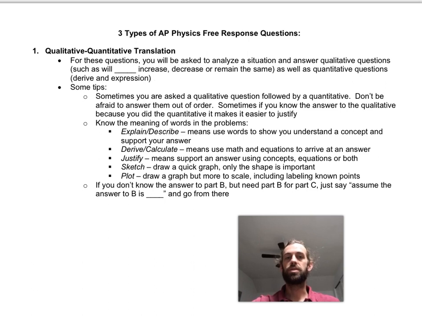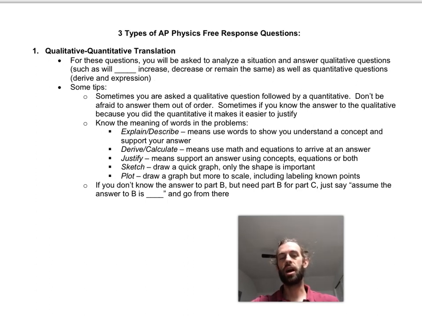Do keep in mind that unless it explicitly says you can't use one of these, you certainly can use an equation to supplement explain or describe, or a concept to supplement derive or calculate, but the bulk of your answer should be either words or math.